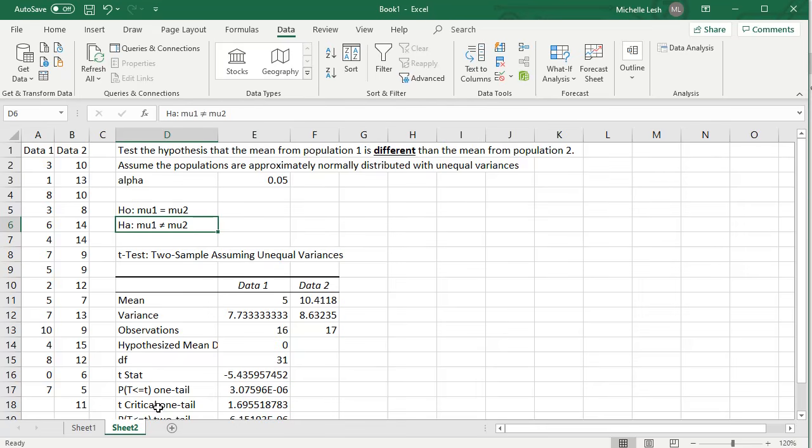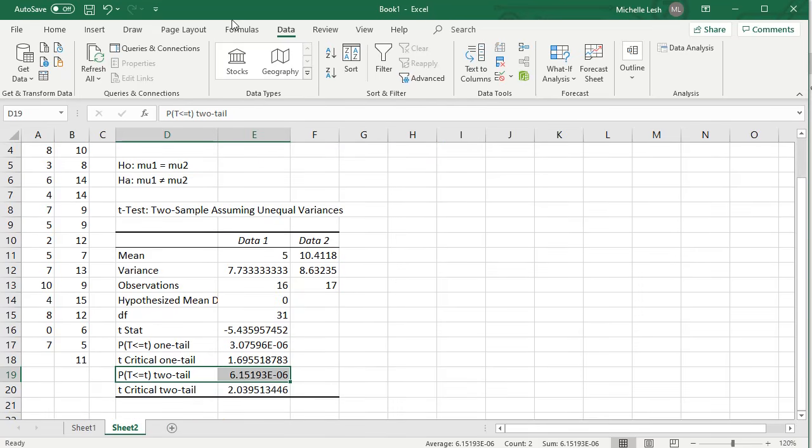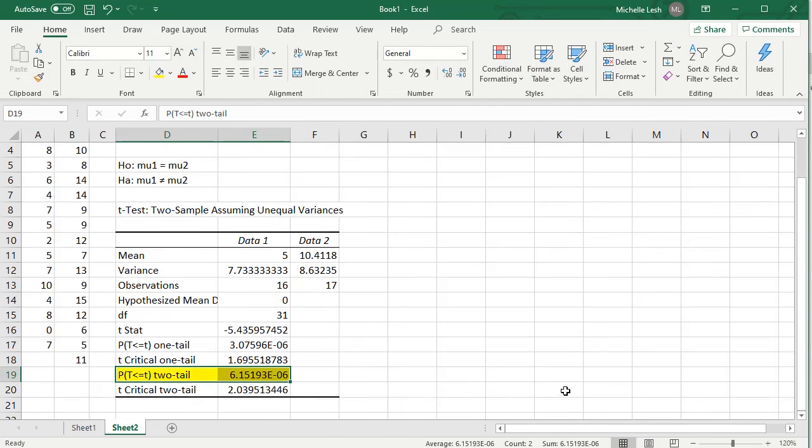Now we have a two-sided test because you see that not equal to sign, so we're interested in the two-tailed p-value. First off, looking at this briefly, we see that the mean from the first data set is 5 and the mean from the second data set is 10. So these are quite different means.